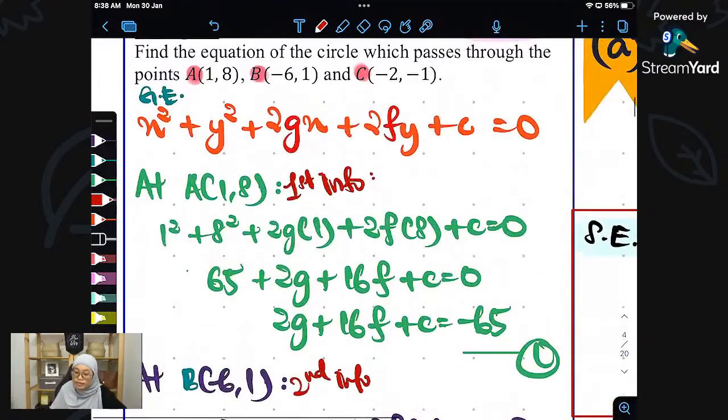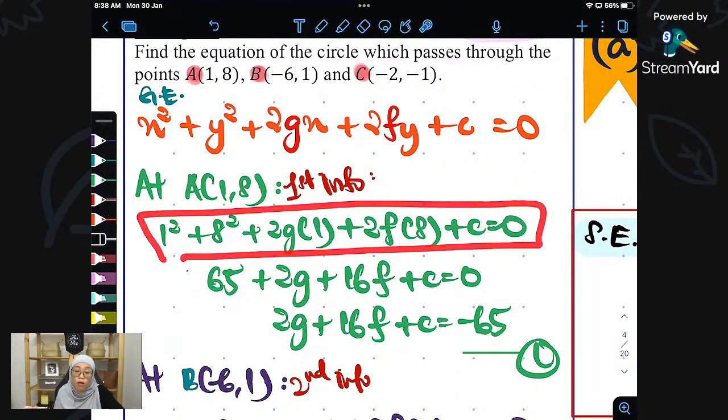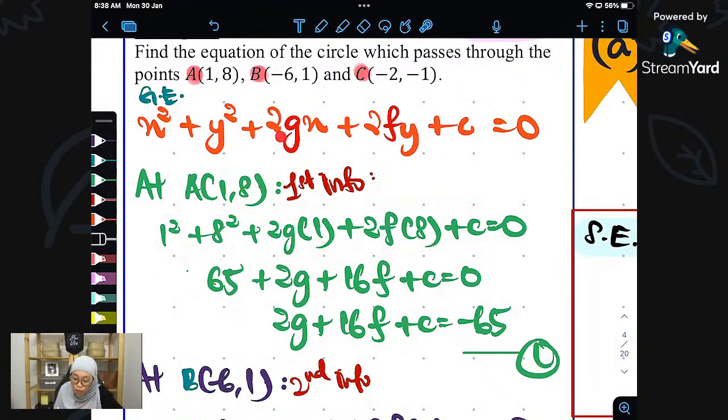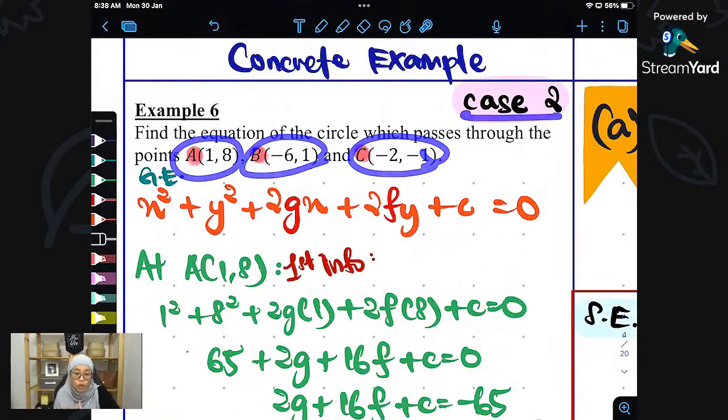So you take each point and its standard equation, the raw one. You substitute in without knowing the G and the F. You do not know what your G is, what your F is, or what your C is. And it's okay. We are going to find the unknowns by having these 3 points. So these 3 points are case 2.